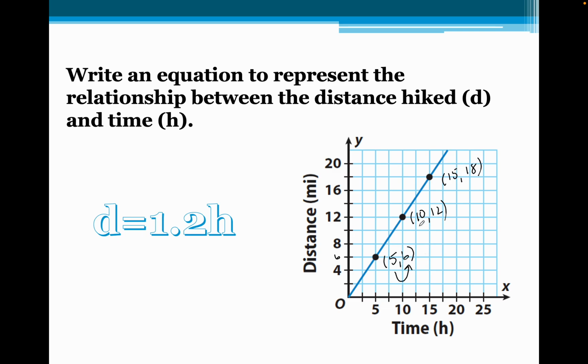5 times what is 6? 10 times what is 12? And 15 times what is 18? That answer is 1.2. So the distance hiked, which is your y value, is 1.2 miles per hour times the number of hours that you hike. D equals 1.2H.